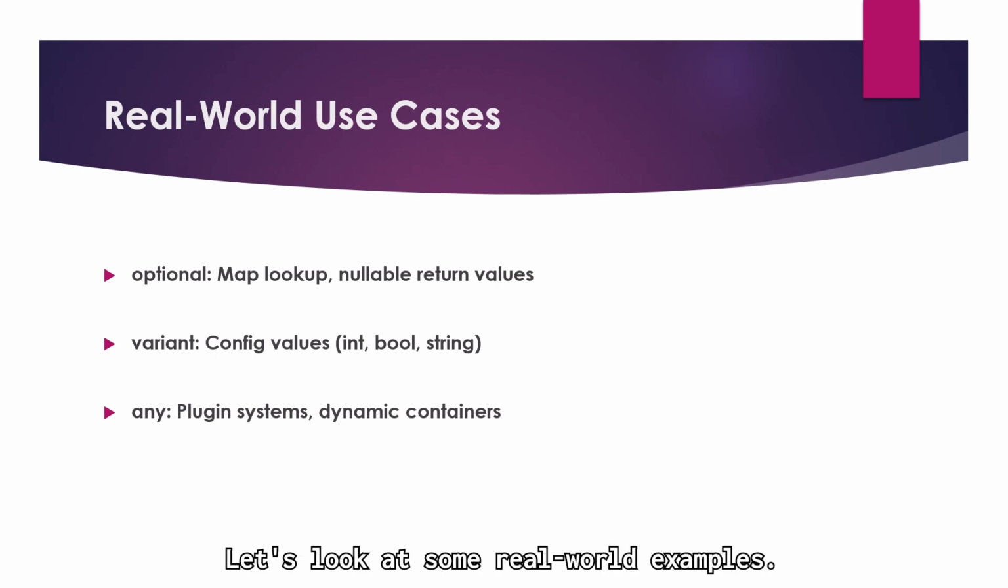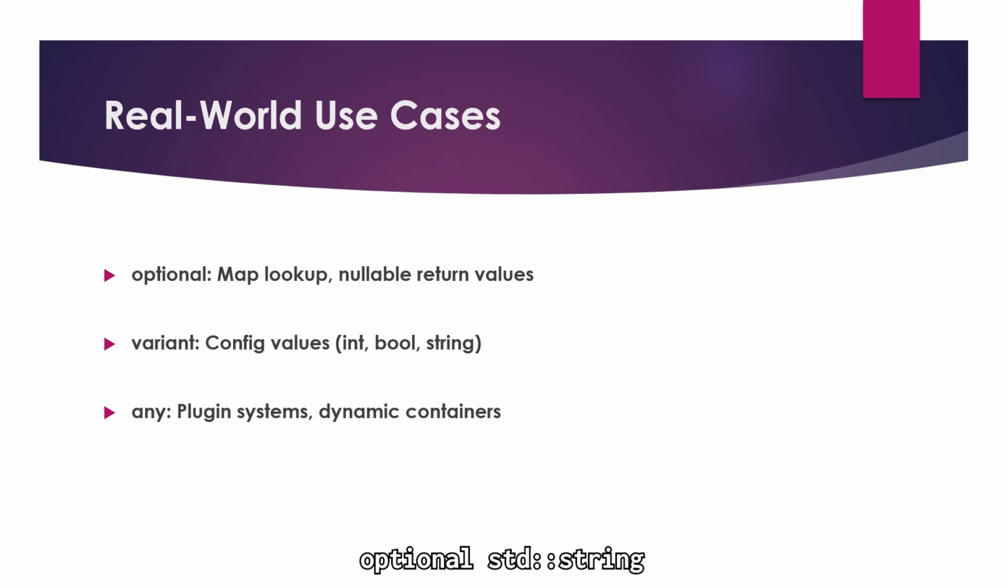Let's look at some real-world examples. Optional. Imagine querying a database for a user's profile picture. If the user does not have one, we return an empty optional std::string.